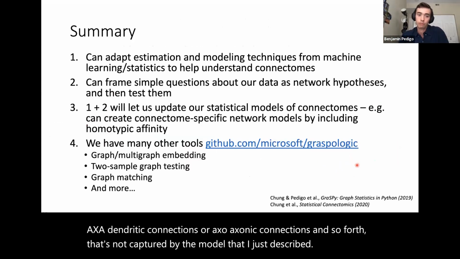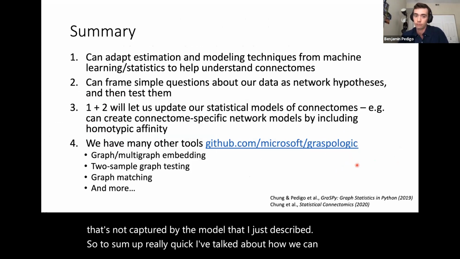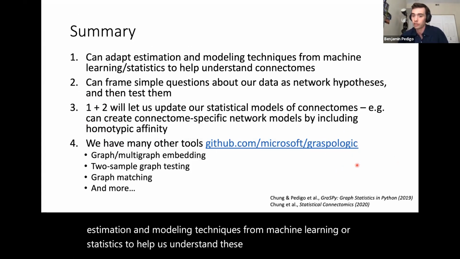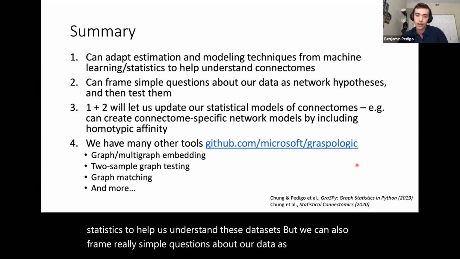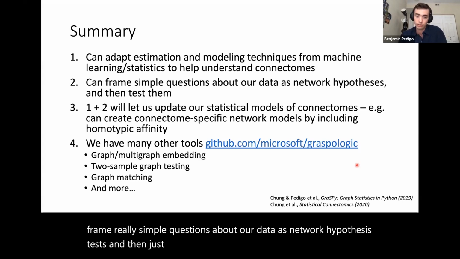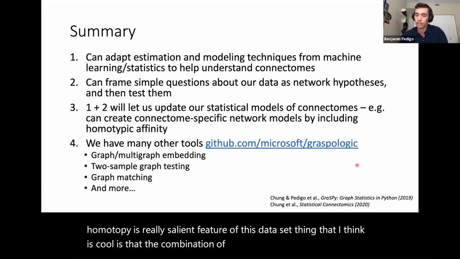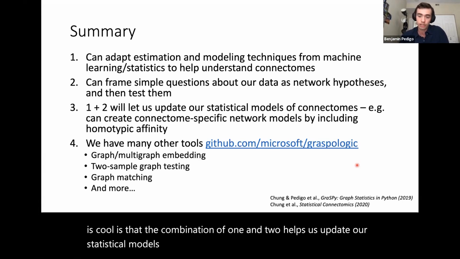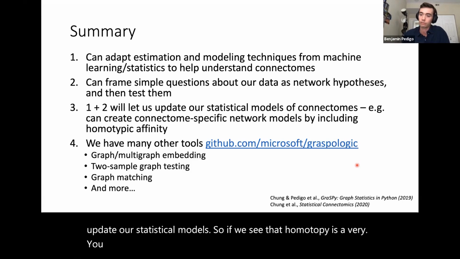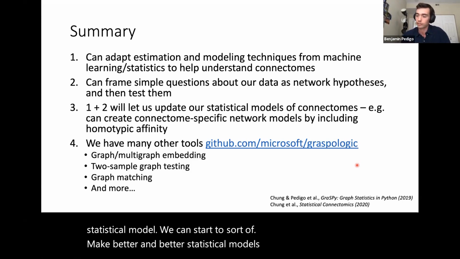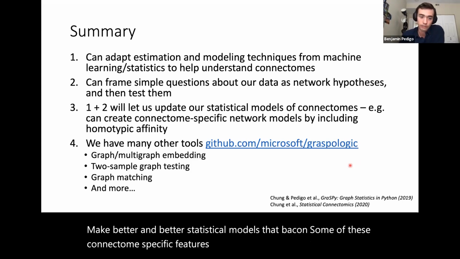So to sum up really quick, I've talked about how we can use estimation and modeling techniques from machine learning or statistics to help us understand these data sets. But we can also frame really simple questions about our data as network hypothesis tests and then just test them. So that last slide was showing, yes, homotypy is a really salient feature of this data set. The thing that I think is cool is that the combination of 1 and 2 helps us update our statistical models. So if we see that homotypy is a very strong feature of this data that's not captured by a common statistical model, we can start to make better and better statistical models that bake in some of these connectome specific features like this homotypic affinity.